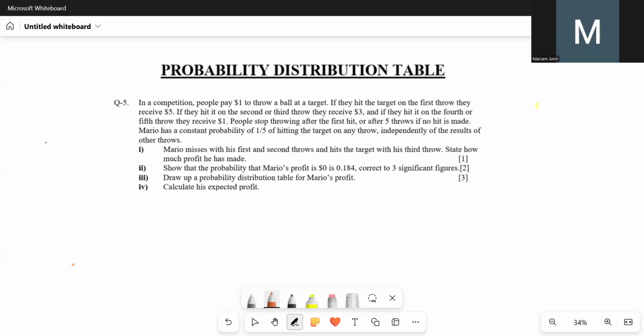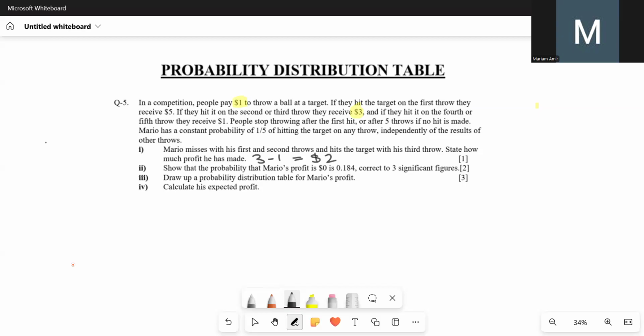Mario misses his first and the second throw and hits the target on the third throw. State how much profit he has made. Okay, so he paid $1 to play this game, and then he hits the target on the third throw. On the third throw, he receives $3, which means the profit he's making is $2. So it's just 3 minus 1 equals $2.